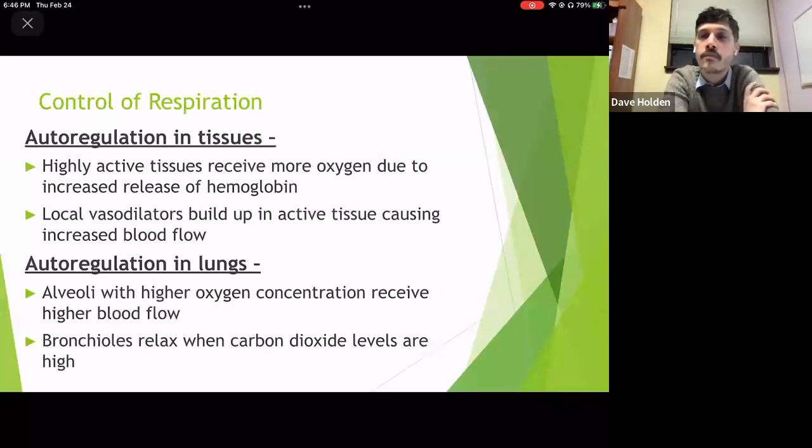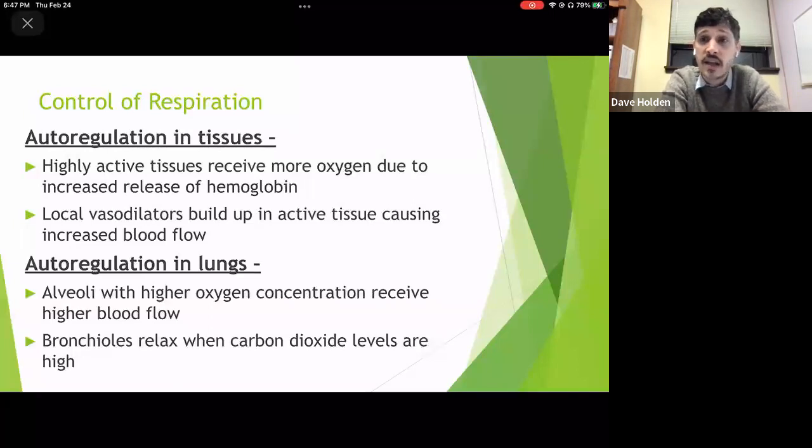So how is breathing controlled? Well, it's controlled both in the lungs and through the nervous system. So we have autoregulation in the tissues. These are highly active tissues that receive more oxygen due to the increased release of hemoglobin. We have local chemicals called vasodilators. They increase the size of blood vessels, increasing the flow of blood. Vasodilators will build up in active tissue, causing an increased blood flow.